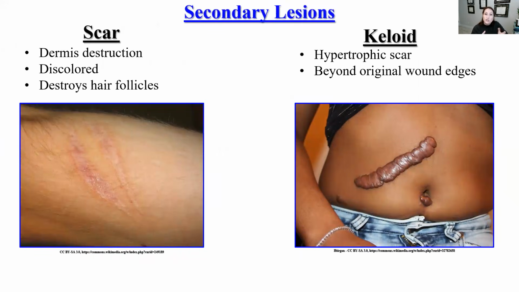Scar and a keloid. A scar is a normal response to a trauma to the skin. So you have a destruction of the dermis, you get this pinkish kind of white discoloration, and it destroys the hair follicles in that area.